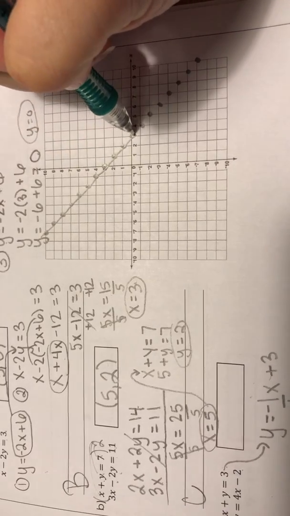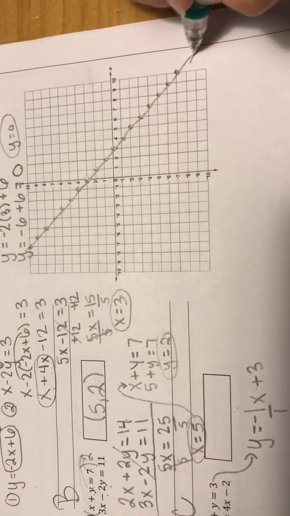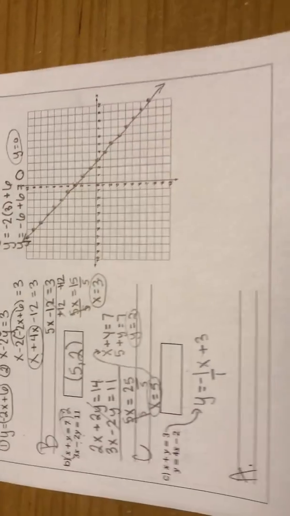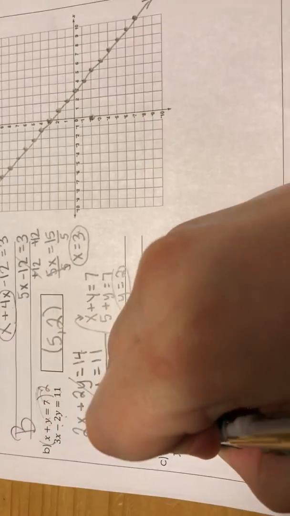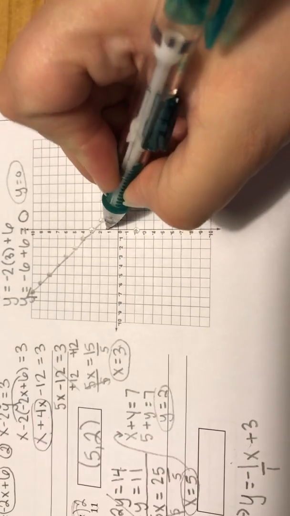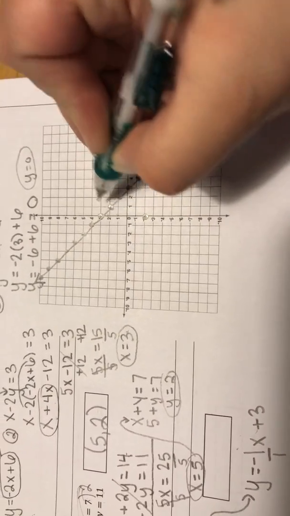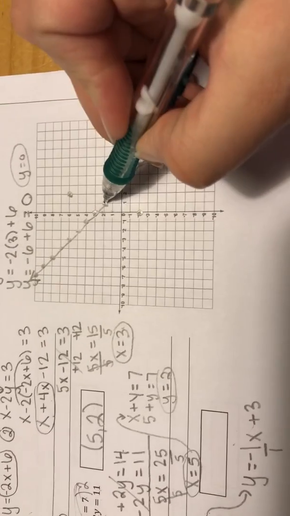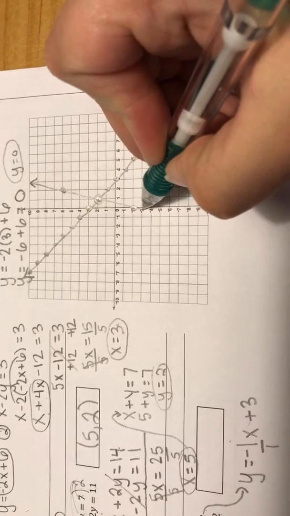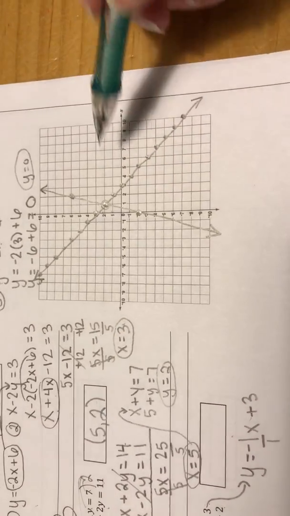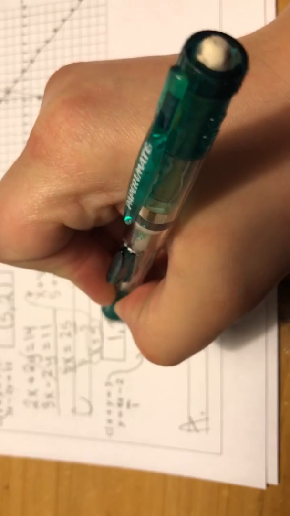I would use a ruler, but I only have one hand to do this with since I'm taping the other part. Okay, and then the second equation, start at negative 2. And then we're going to go up 4 over 1. Okay, so I can tell right now that that's my intersection point, which would be 1, 2. Okay, so that's page 1.